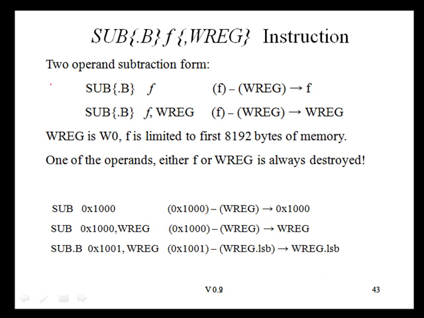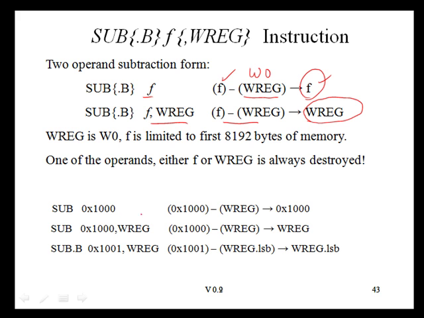This slide shows the 2-operand form of the subtraction operation. This works in exactly the same way as the previously discussed add operation, except we're doing subtract. Here we're going to take the contents of data memory location F, subtract from that the contents of our working register, which is W0, and place the result back in the memory. Here, if we put the destination as WREG, the same operation is performed, except the result is going into WREG.